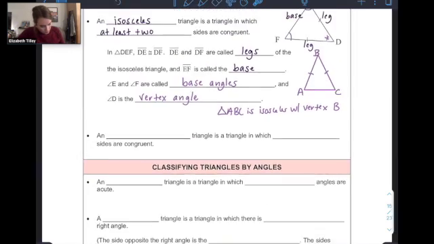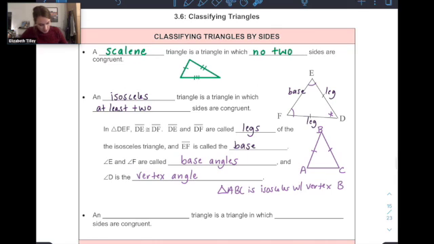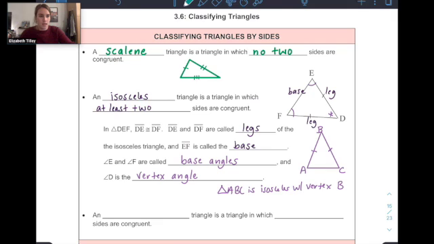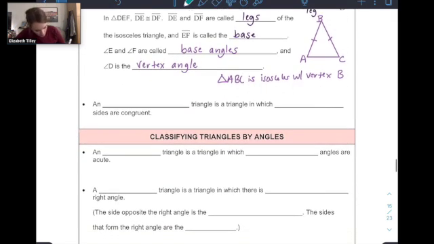So we've got so far scalene triangle, isosceles triangle, and this is by sides. The last one is going to be if all three sides are congruent. Hopefully you are familiar with this term. That is going to be equilateral.